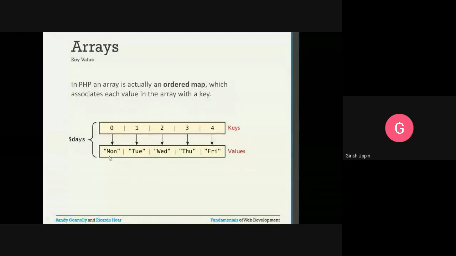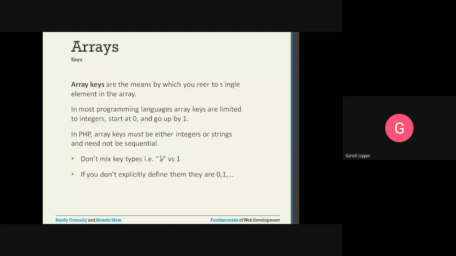So the 0th key is associated with the value Monday, and this whole array is $days. So days is the name of the array, in which we have 5 elements, and the 0th key is related to the value Monday, 1 to Tuesday, and so on. These are the different values that are stored along with the keys. Array keys are the means by which you access the data. So using the key, I can access any value that is stored in the particular array.